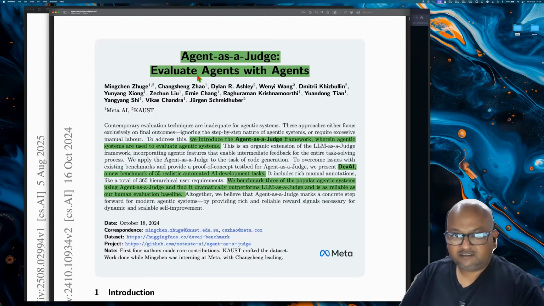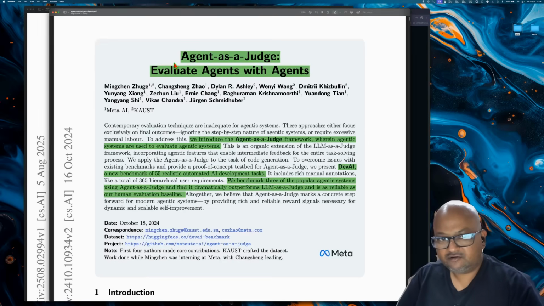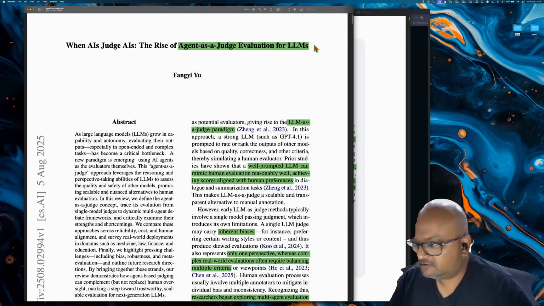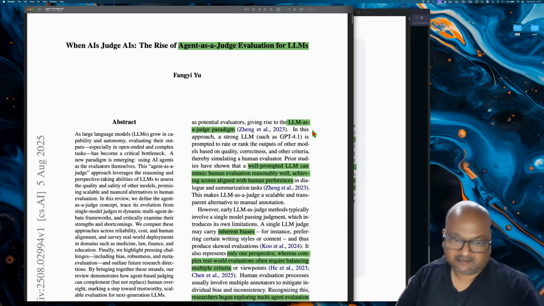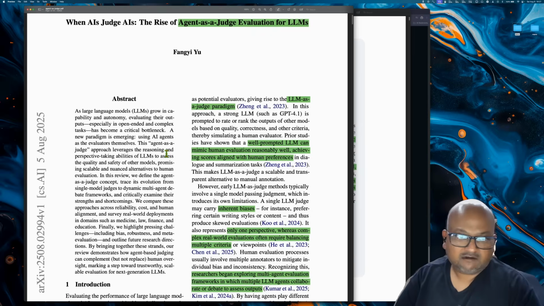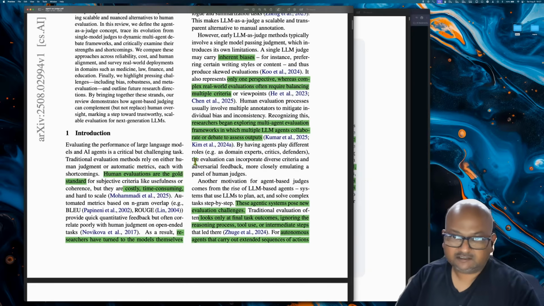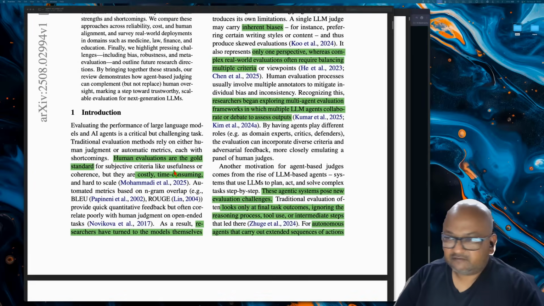The first one introduces this new technique called agent as a judge, and the second one is a survey paper that talks about the overall arc of how all these techniques evolved. So let's start with the survey paper because it'll set up a good context for us to look at the other more detailed paper.